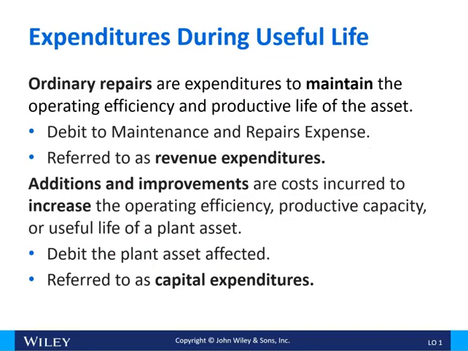Expenditures during the useful life. Ordinary repairs are expenditures to maintain the operating efficiency and productive life of the asset. So these are normal repairs that you have to do to keep the machine running. A lot of times with machinery used in manufacturing, you're going to have 10 to 15 to 20 years of life. You're going to have to do repairs on those. You can't just take it out of the box, so to speak, and run it for that many years without doing repairs. Those ordinary repairs are going to be expensed.